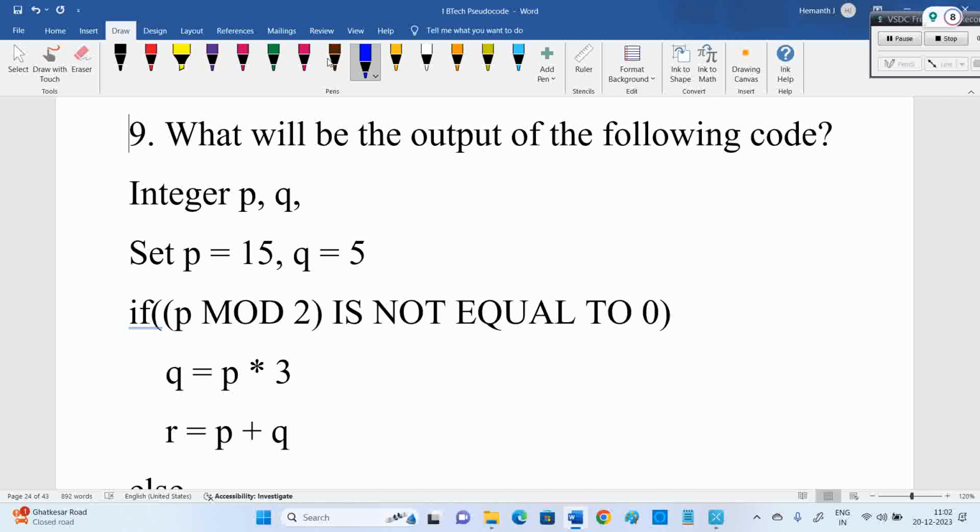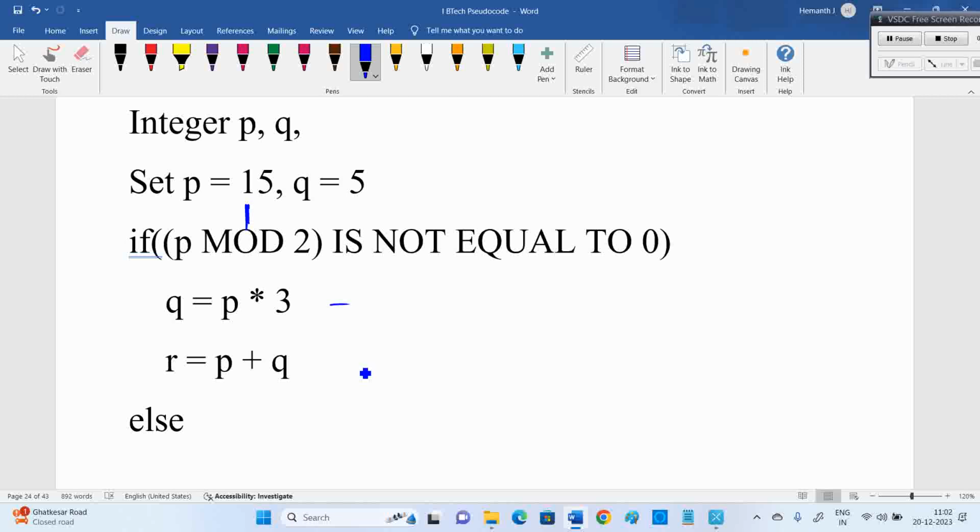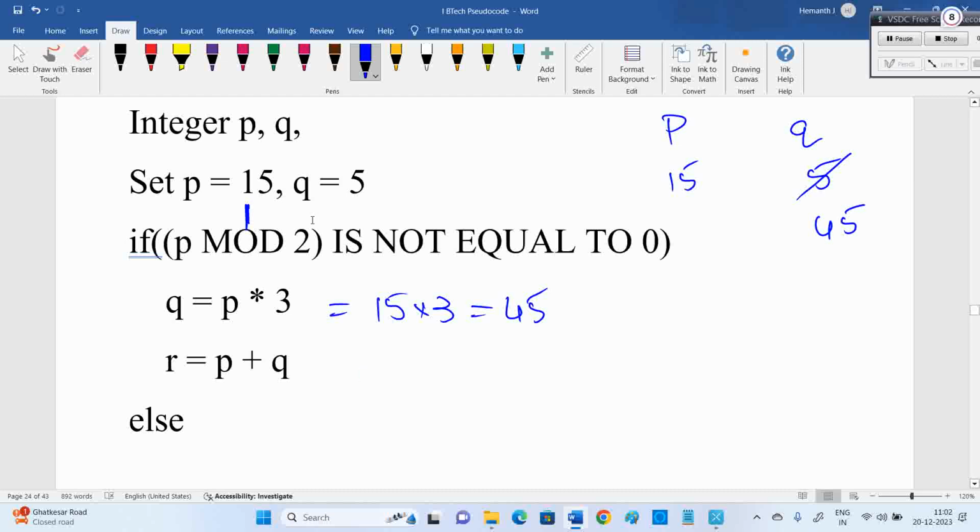If the number is an even number, the remainder is 0. So yes, 15 mod 2 will give 1. 1 is not equal to 0. Satisfied, so you can enter into the loop, into that condition. So Q is nothing but 15 into 3, 45. Always write this P and Q separately. Whenever there is a change, update it. Q is 45. Now R also. Actually here it is integer P comma Q comma R. You add that in: P comma Q comma R. R also is there. Is it there in the booklet? Not there. So you add that R as well.